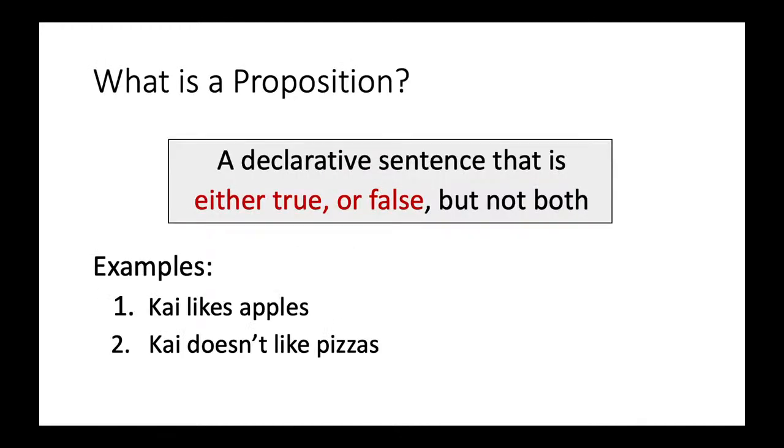Okay, so we have started with the definition of a proposition. A proposition is a declarative sentence that is either true or false, but we cannot take both. It can't be both true and false, and it also can't be neither true nor false. There are two very easy examples. One is Kai likes apples, and the other one is Kai doesn't like pizzas. We don't know whether each of these sentences is true or false, but we know that it can only be either true or false, but not both.